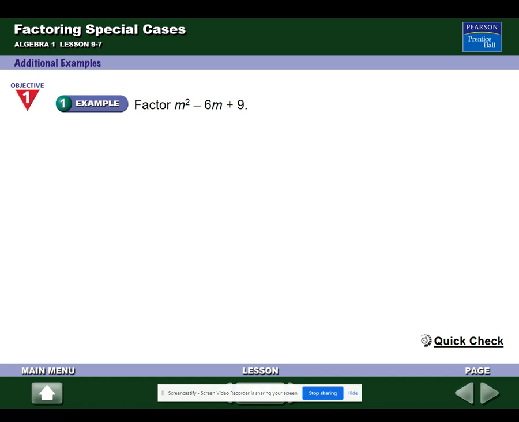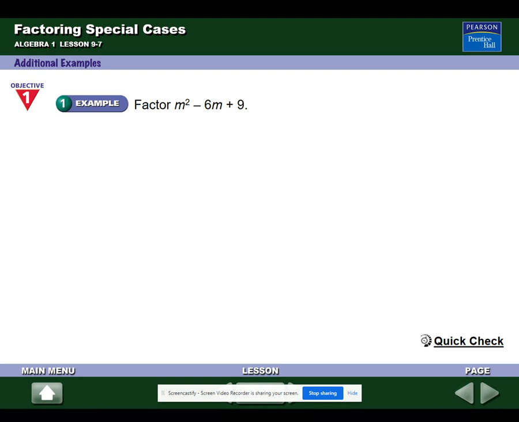The special cases are the perfect square trinomials and difference of squares. We've already dealt with these as it pertains to FOIL, and multiplying and distributing. So this is just going to be the reverse of that, as is the point that I keep making, that factoring is the reverse of distributing.